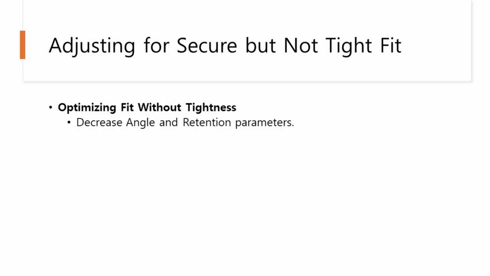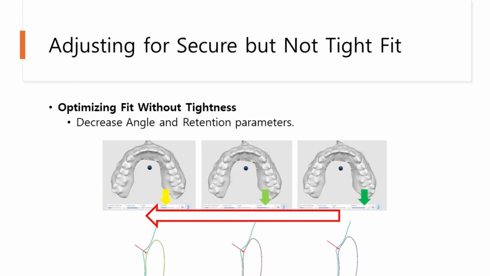For a splint that is secure but not too tight and does not easily dislodge, reducing the angle and retention settings can help fine-tune the fit. Lowering the angle can reduce the direct engagement with undercuts, preventing the splint from being overly snug. Adjusting the retention parameter downward minimizes the intensity of engagement within the undercut areas, ensuring the splint remains secure without excessive tightness.